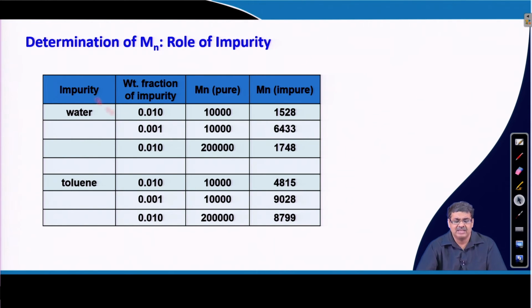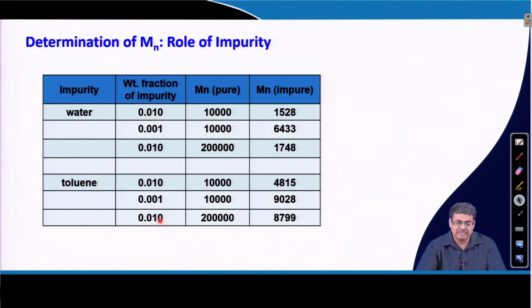For example, if I have an impurity of water, and the molecular weight of water is so low, like 1% by weight, then for an actual Mn of 2 lakh, it will turn out to be 1748. That means there is a drastic change in the molecular weight determined by any of these colligative property type measurement techniques in the presence of 1 weight percent of water.